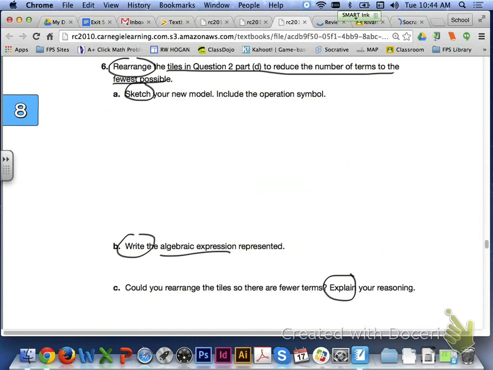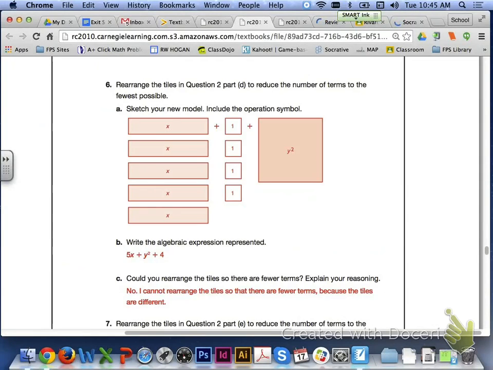Let's take a look at number 6. Again, rearrange the tiles in question 2 for part D to reduce the number of terms to the fewest possible. Do letters A, B, and C for number 6. Here is what your new sketch should look like for number 6. Your algebraic expression would now be 5x plus y squared plus 4. Again, you cannot rearrange the tiles so that there are fewer terms because the tiles are indeed different.